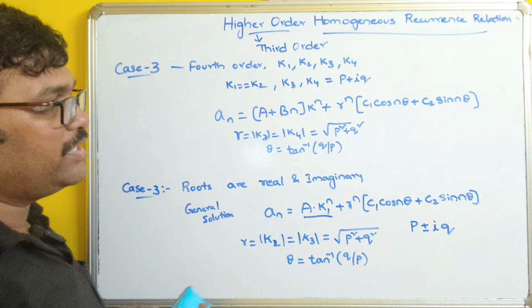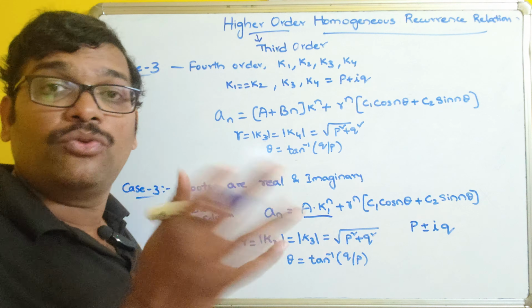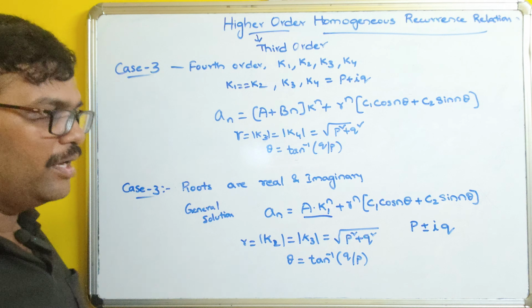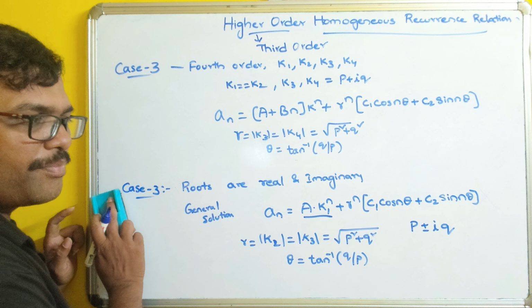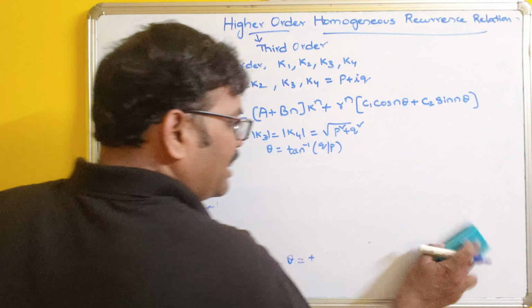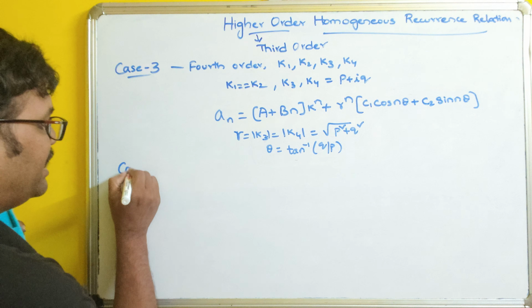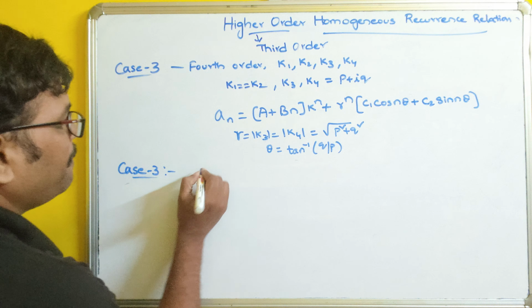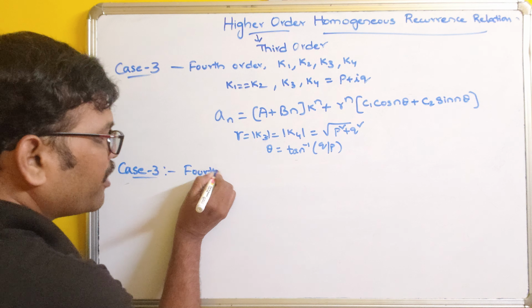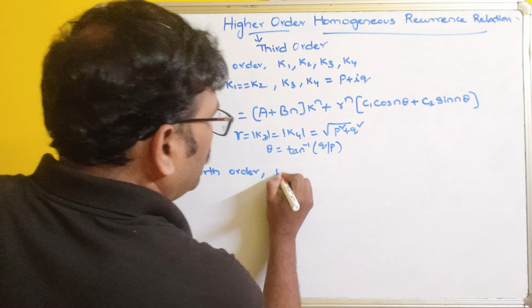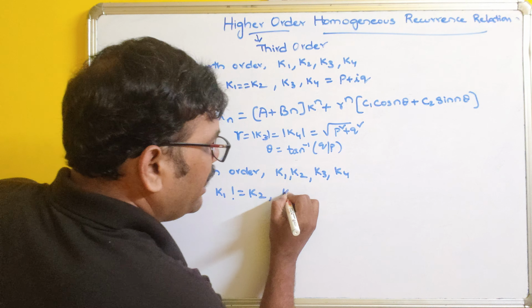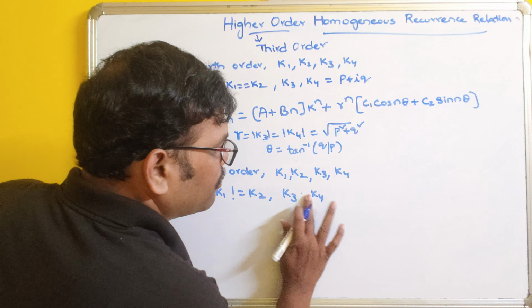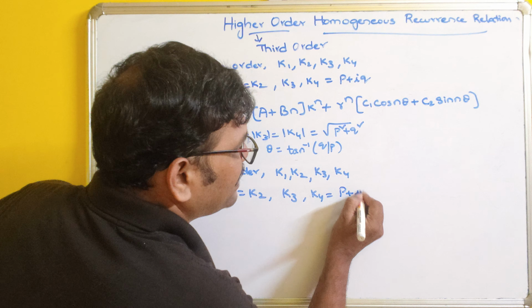Okay, so this is one. Now one more case, if k1 and k2 are different. So remember all these formulas, simple. So I'm arranging this one. Okay, if both are different, this is also case 3, fourth order, k1, k2, k3 and k4. So k1 ≠ k2 and k3, k4 = p ± iq.